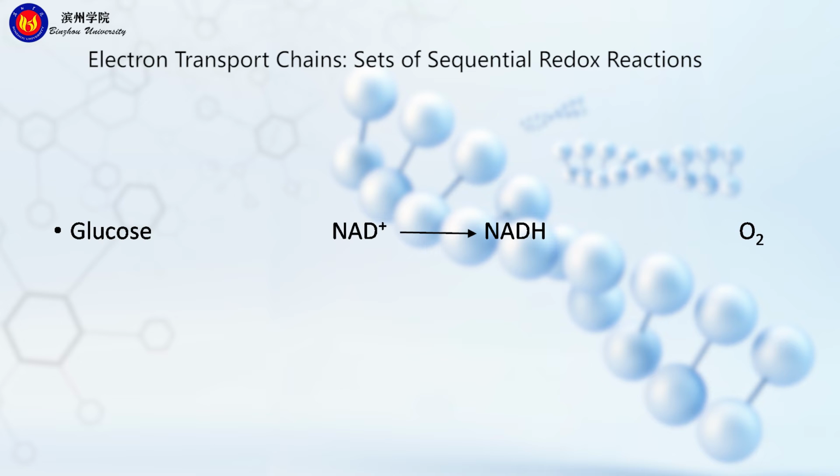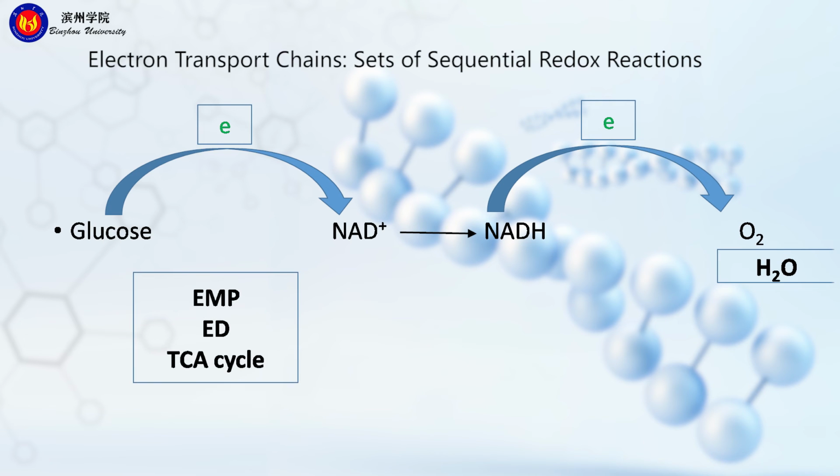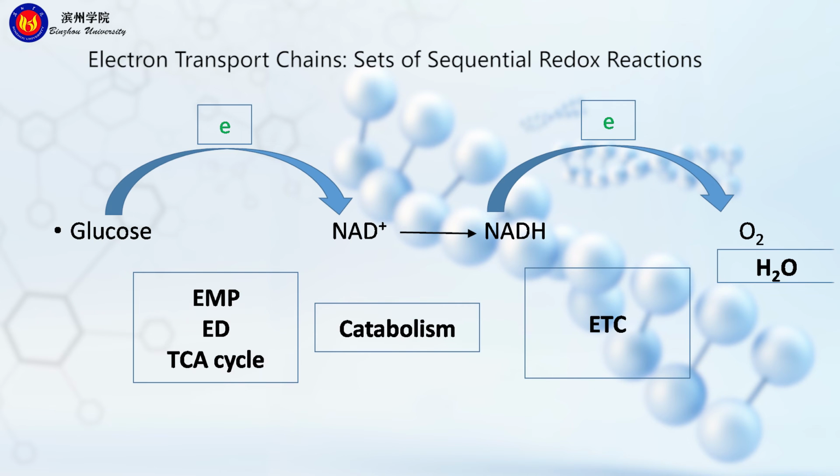From the glucose, it can donate electrons to NAD, and NAD is changed to NADH, and NADH can transfer the electrons to oxygen, and oxygen becomes water. This is a process of catabolism. During this process, the EMP pathway, ED pathway, and TCA pathway can produce electrons, and the ETC is for transferring the electrons.